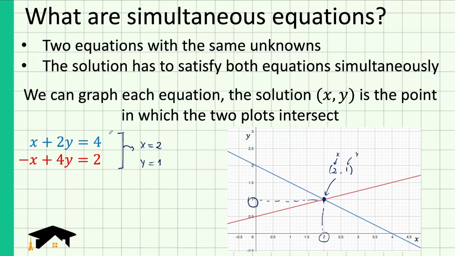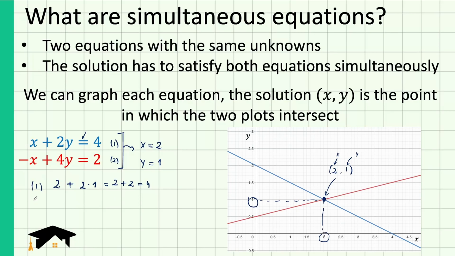And actually, if we plug in these two values in the equations, both of them should satisfy them. Let's check that. Let's call this equation 1 and this equation 2. Now let's replace the value of x and y in equation 1. We have x plus 2y, so that is x equals 2 plus 2 times y equals 1. And this is equal to 2 plus 2. 2 plus 2 is equal to 4, and so this equality is verified.